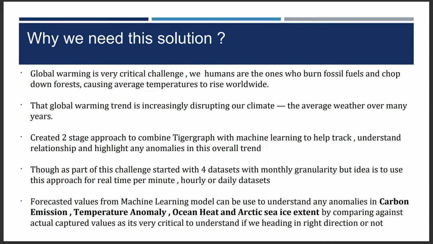Why do we need this solution? Global warming is a very critical challenge. We humans are the ones who burn fossil fuels and chop down forests, causing average temperature to rise worldwide. As part of the solution, I created a two-stage approach to combine TigerGraph with machine learning to help track, understand the relationship, and highlight any anomalies in this overall trend.